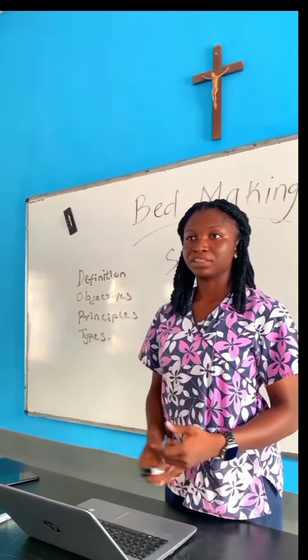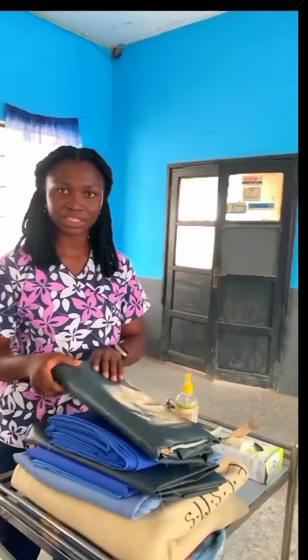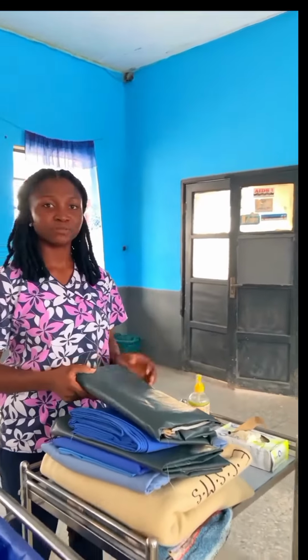First, we are going to take the unoccupied bed. To make an unoccupied bed, we need to gather our requirements. And here are some of the requirements needed for making an unoccupied bed. First, we have the hamper, which is the instrument used to put in soiled linens. And then secondly, we have our long marking torch, which is the first thing you put on your bed.